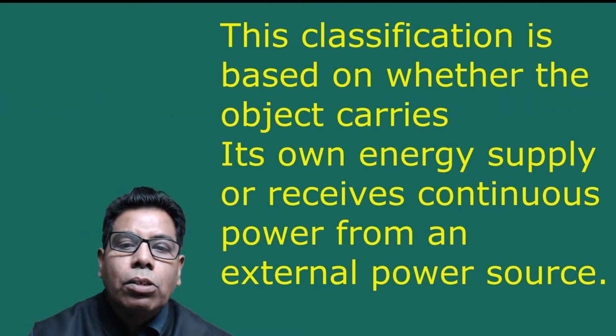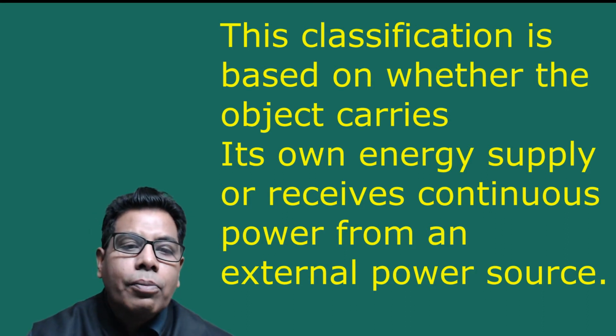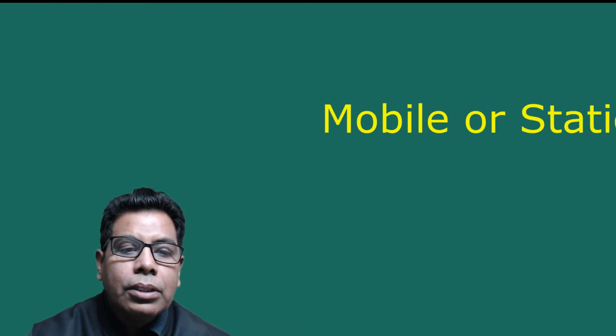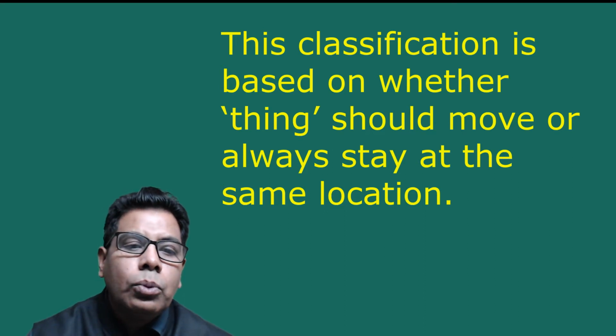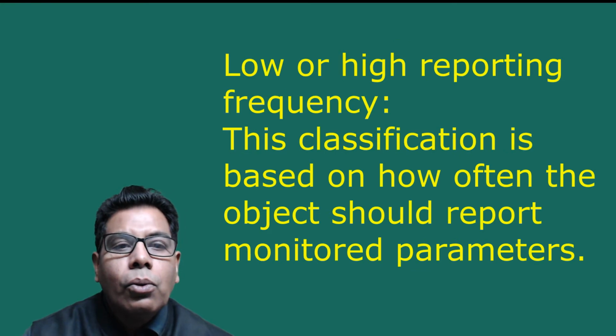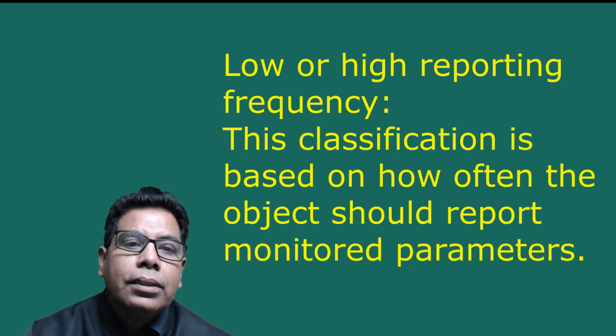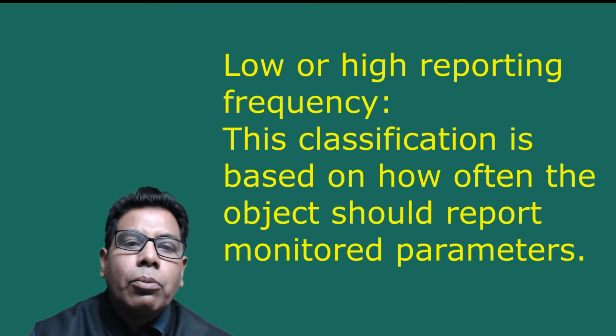One architectural classification could be battery operated and power connected. This classification is based on whether the object carries its own energy supply or receives continuous power from the external power source. Then next we have the mobile or static. This classification is based on whether the thing should move or always stay at the same location. Then next we have low or high reporting frequency. This classification is based on how often the object should report monitored parameters.